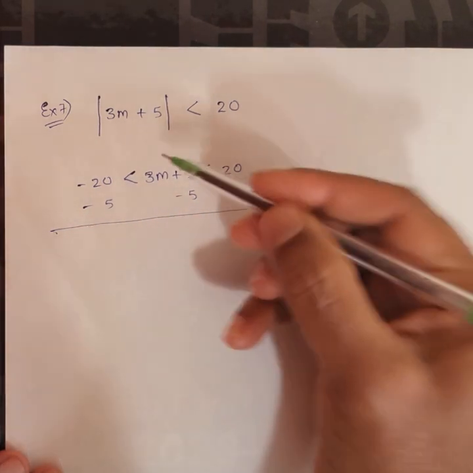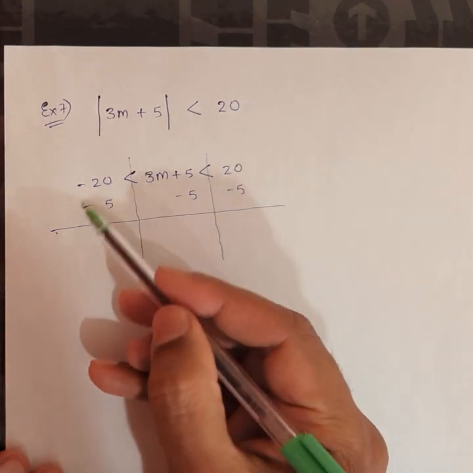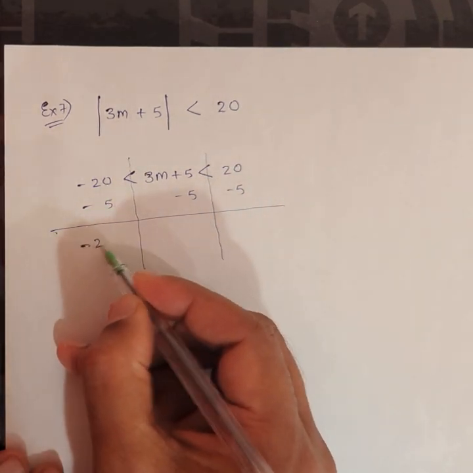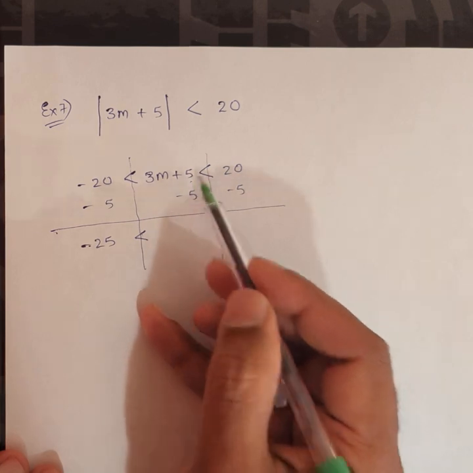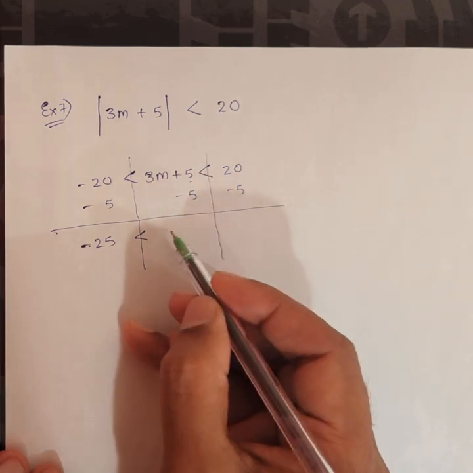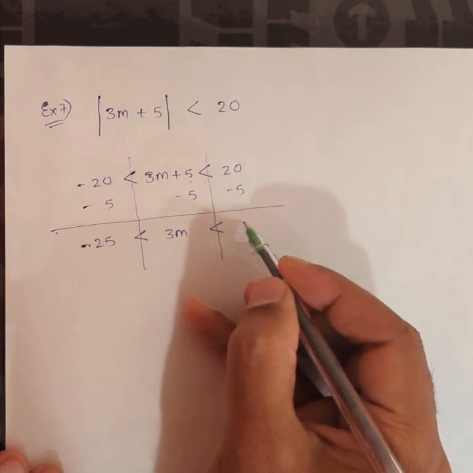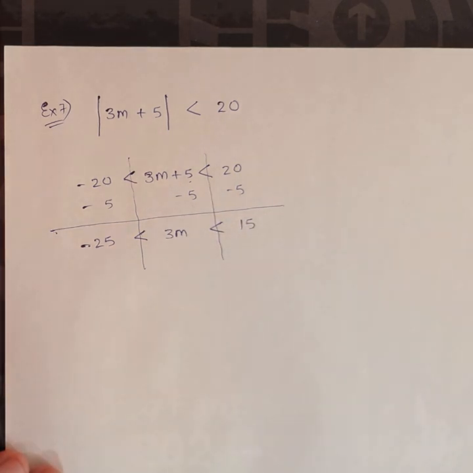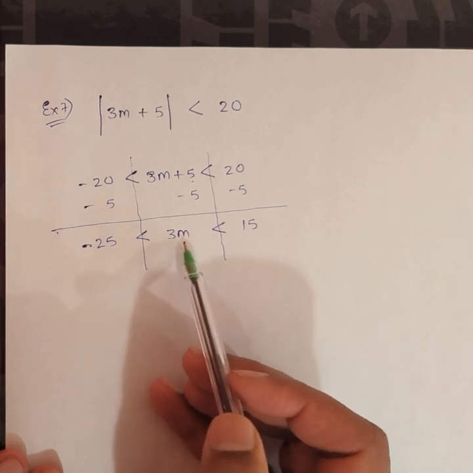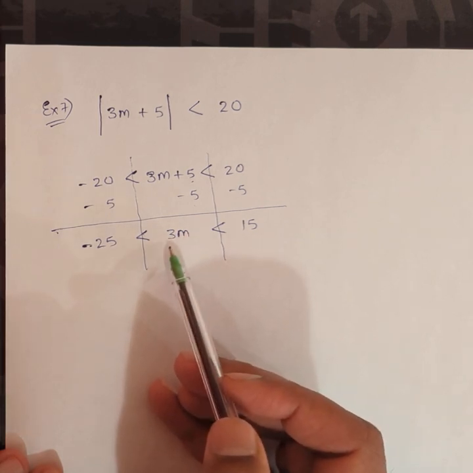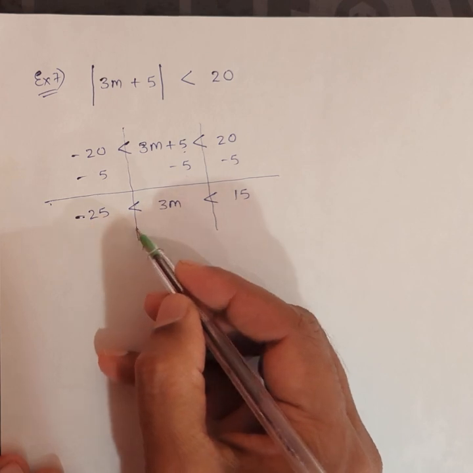And then what do we notice? So this time there are 3 sections, so I'm going to draw 2 lines. Negative 20 minus 5 is negative 25. And then copy the less than sign. 3m plus 5 minus 5. The plus 5 minus 5 cancel each other out. So it's 3m less than 20 minus 5 is 15. Now we have 3m. How do you get rid of the 3? You divide everywhere by 3. So that's what we will be doing next.